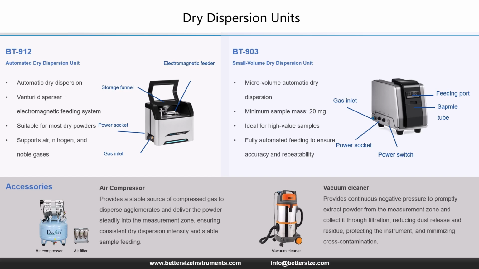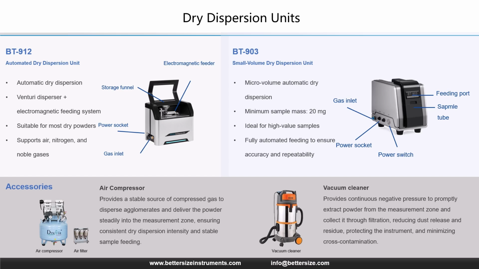For samples that dissolve in water or react with solvents, wet measurement is physically impossible. In these cases, we switch to dry dispersion, relying on aerodynamic shear force to separate particles. The BT912 is the standard for bulk powders. It utilizes an electromagnetic feeder to ensure a constant feed rate, driving the sample through a Venturi nozzle where compressed air, nitrogen, or noble gases shatter agglomerates instantly.